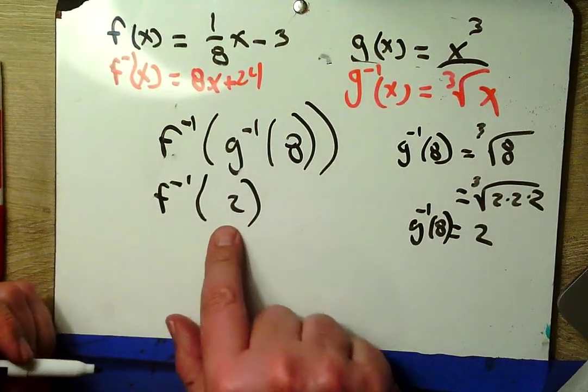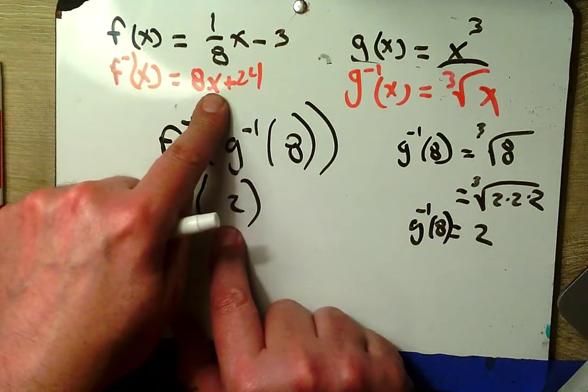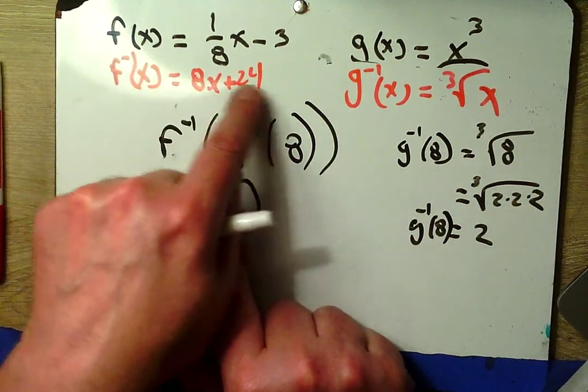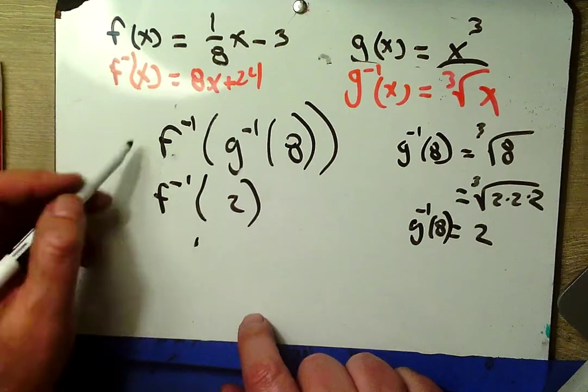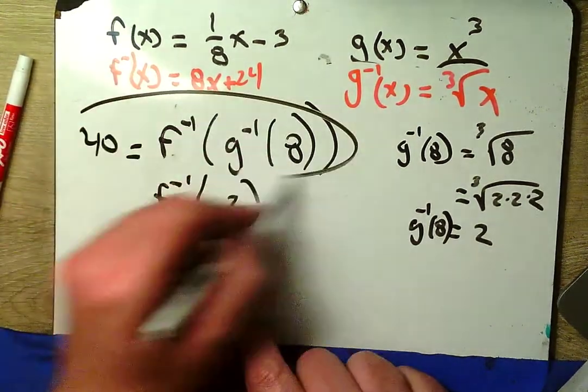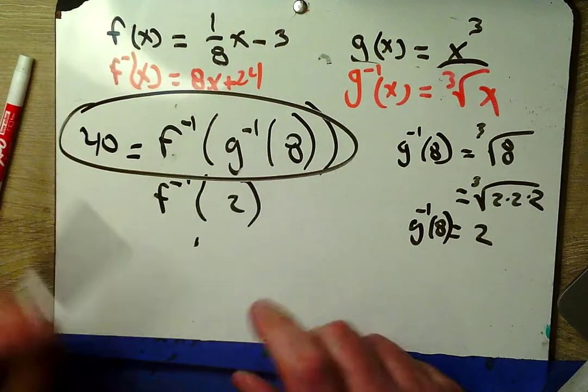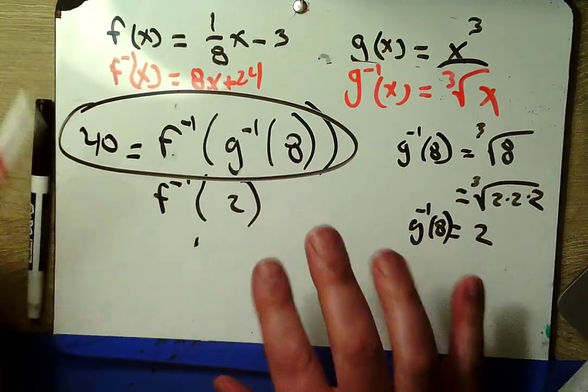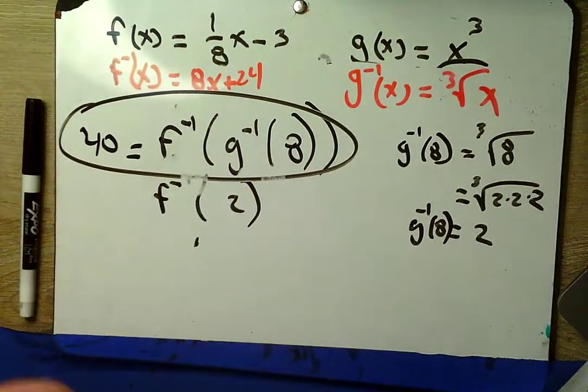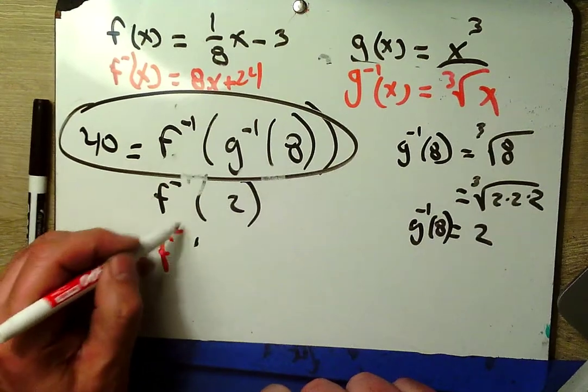And now I want F inverse of 2. So I plug a 2 in here. 2 times 8 is 16, plus 24 is 40. So this expression is equal to 40. Good, nice, can do. Oh, by the way, instead of seeing this notation, you might see it as this notation.